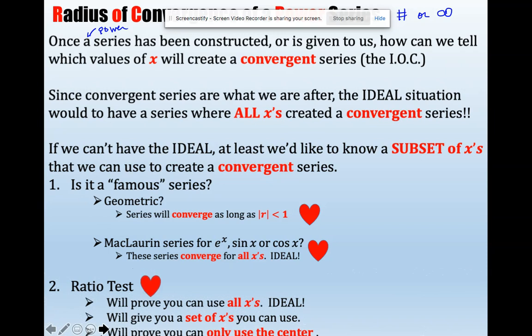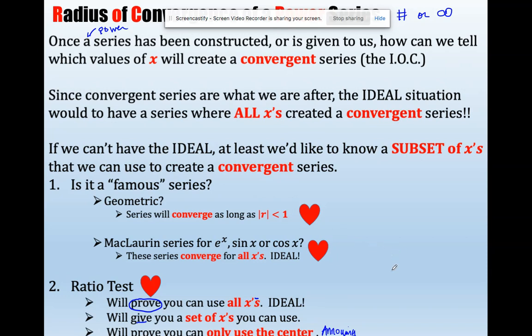I can run the ratio test. The ratio test will prove that I can either use all x's, love, or will give me a set of x's that I can use, or will prove that I can only use the center. This is annoying. A lot of work for no gain. Remember, I want ideally lots of x's. Really, a set of x's is still an infinite amount of x's, isn't it? It's just a smaller range. And then, or it'll give me the worst case scenario, which says the only thing you can use is the center, the point of tangency, and nothing else works.